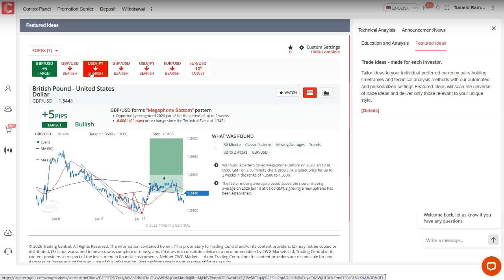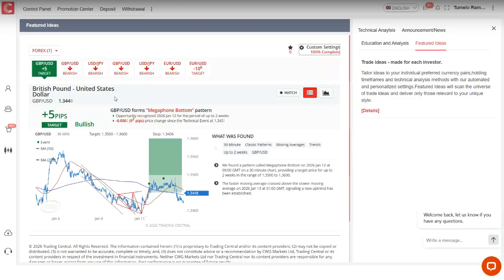We have a sell signal on GBP USD, another one on USD JPY, another one on GBP USD, another on USD JPY, and then we've got two sell signals on Euro USD. So if we go to this buy signal on GBP USD, what you will see now is it will give you what sort of opportunity it has identified, what pattern it has identified, what time frame this relates to, what pattern was found, as well as what indicators were used to help you to find this signal.